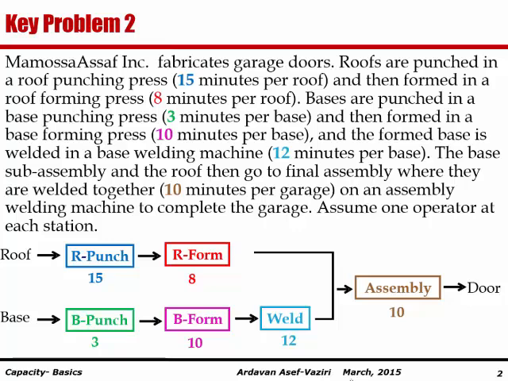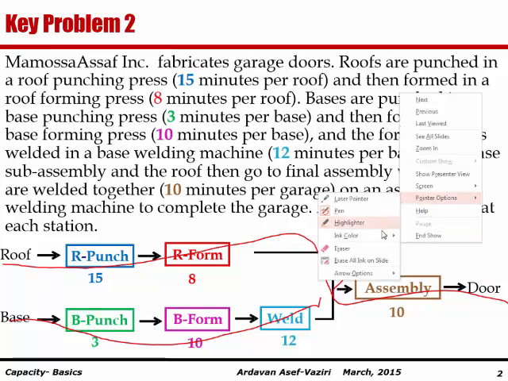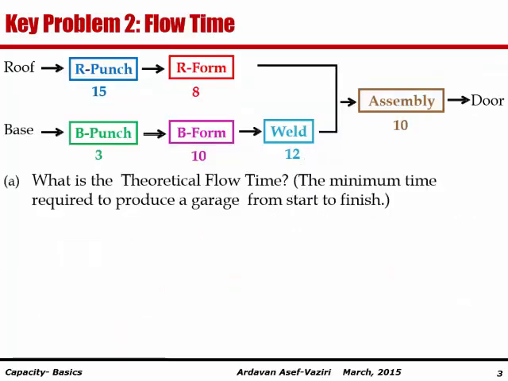What is the theoretical flow time of this process? How long does it take to complete one single product, which is composed of two parts? One part, roof, goes through this path, one part, base, goes through this path. They will get assembled and go out. We have two paths, an upper path and a lower path. The upper path is to produce the roof, the lower path to produce the base.